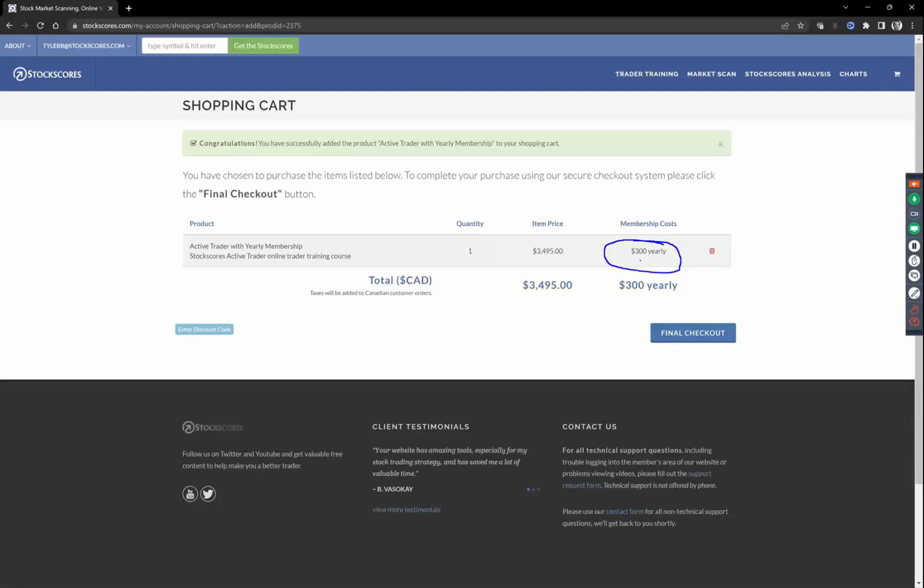And when you register, it'll show that the yearly cost is $300, but you don't pay that at the start. You don't pay that until 6 months down the road. So the cost is $3,495, and again, that's Canadian dollars. So those of you in the US, take that about 2/3, a little more than 2/3. And then your annual fee to maintain access to the tools is $300.